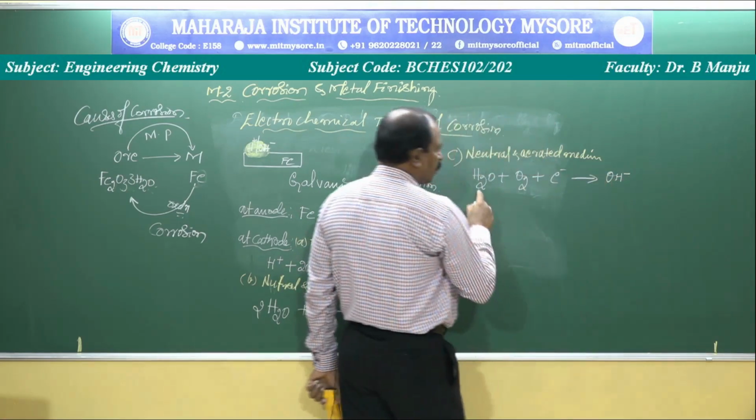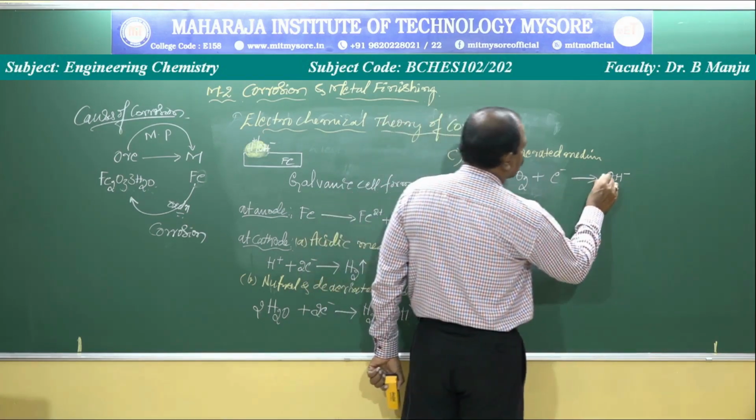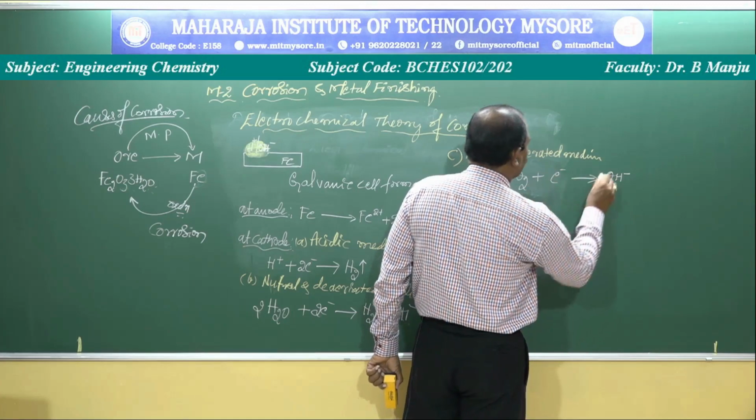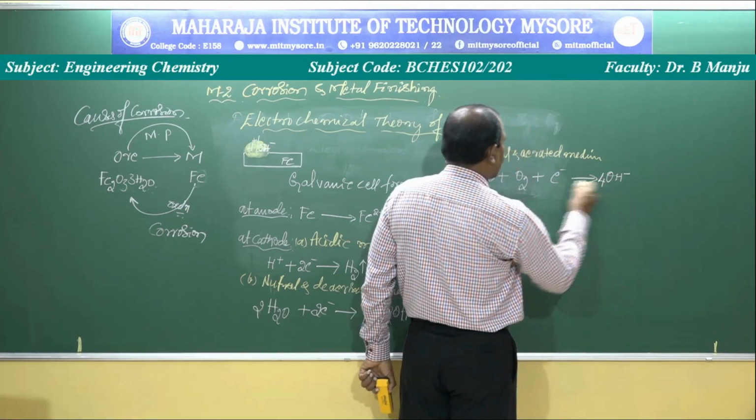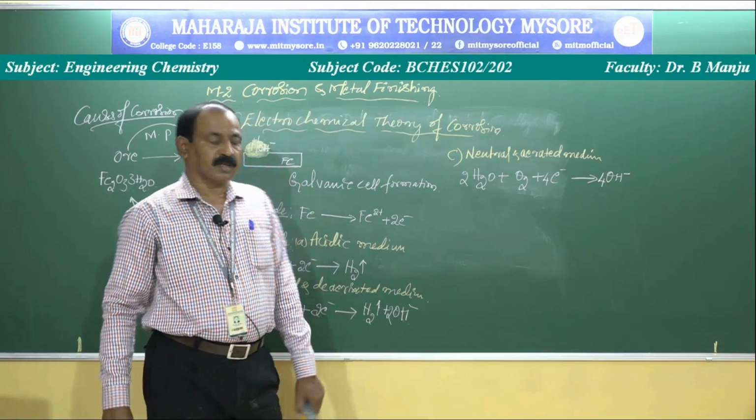To balance the equation, there is one oxygen, so you can put 2 here: 2 into 2 oxygen plus 2 into 2, 4, therefore you can write 4 OH minus, that is 4 electrons. Okay, that is the equation.